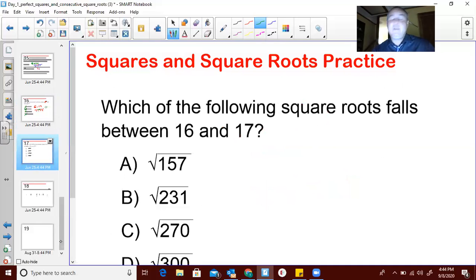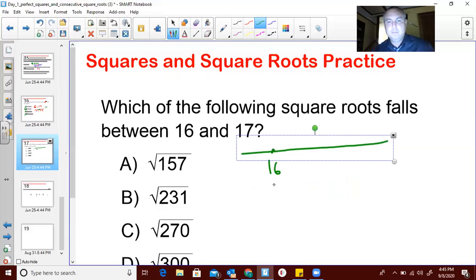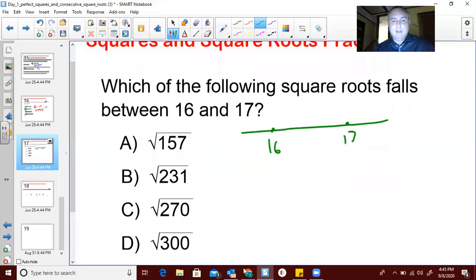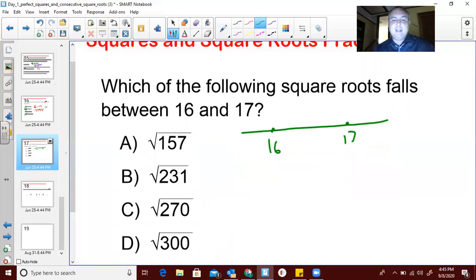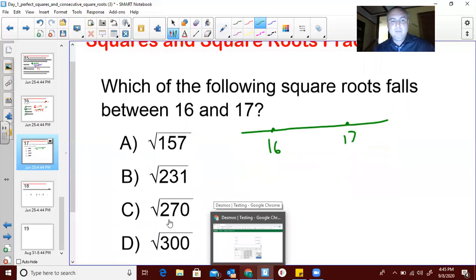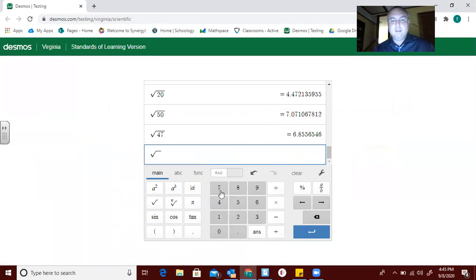All right, now let's do it a different way. So now we're looking for one that's in between 16 and 17. There's two ways you can do this. I'm going to show you my favorite way of doing it, and I think it's just going to be the easiest way. You take all 4 of these numbers, put them in Desmos, and see where they show up on a number line. So let's try square root of 157.